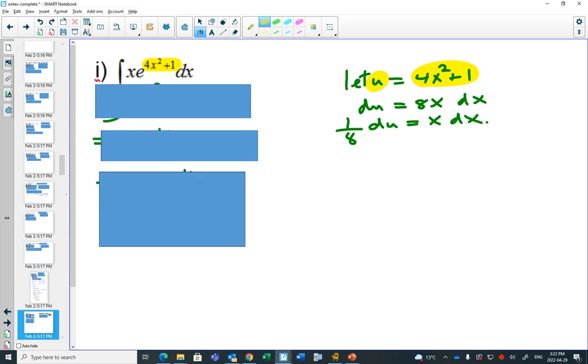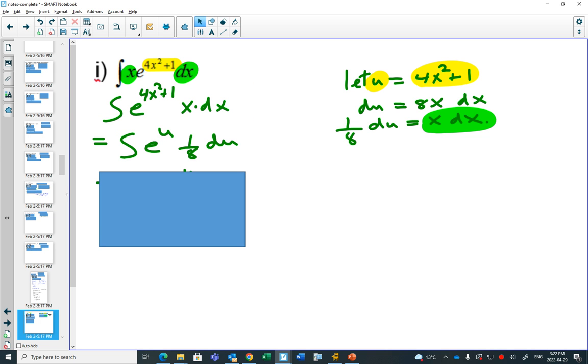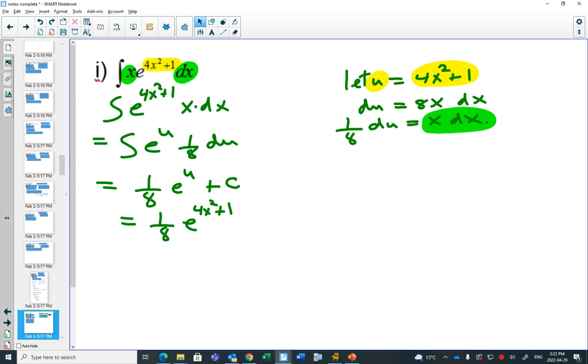So this is going to get replaced there. Then we rearrange things to get this x dx by itself, so this part will get taken out. Then what are we left with? Now we just have e to the u and 1/8 du, which its integral is easy, and then we can substitute back. Plus c. And there we go.